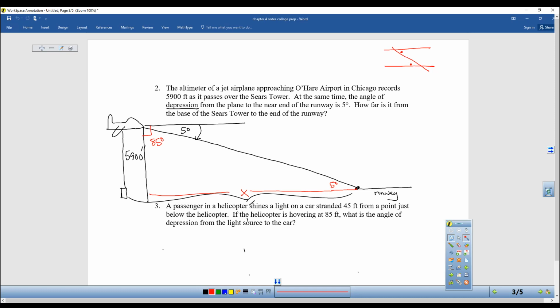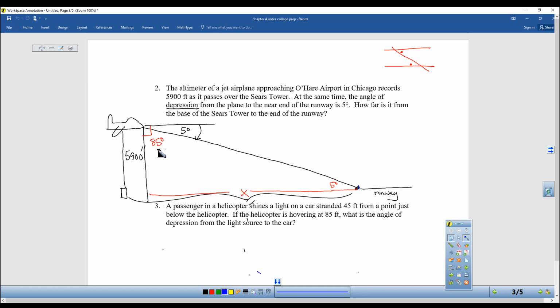Or some people might have extended it this way and said that this is the 5,900 because it is the same, right? And then they could use this triangle instead. So you have lots of choices on how to do it, and they will all work. So I am going to use this one. And when they say how far is it from the airport, they do mean from the base, notice. Not how far down he's going to go, but on the ground. When you hear the pilot say, we're 15 miles away, they're talking about the base distance.